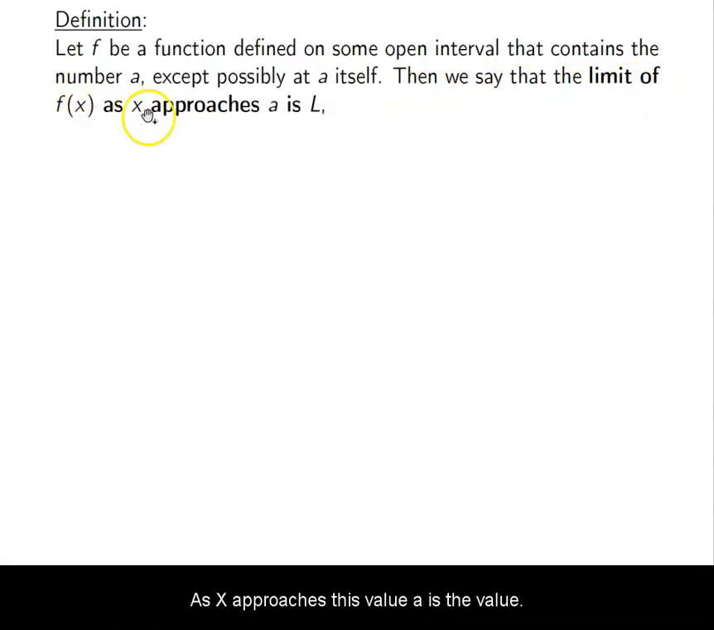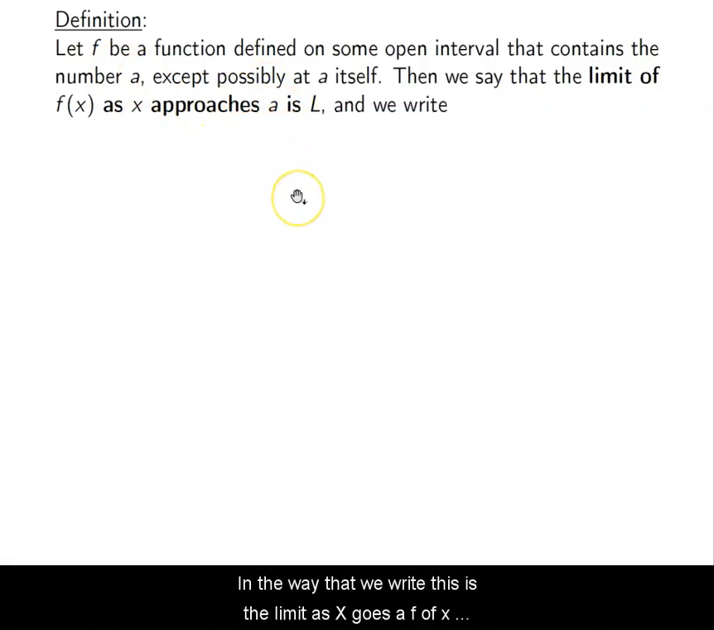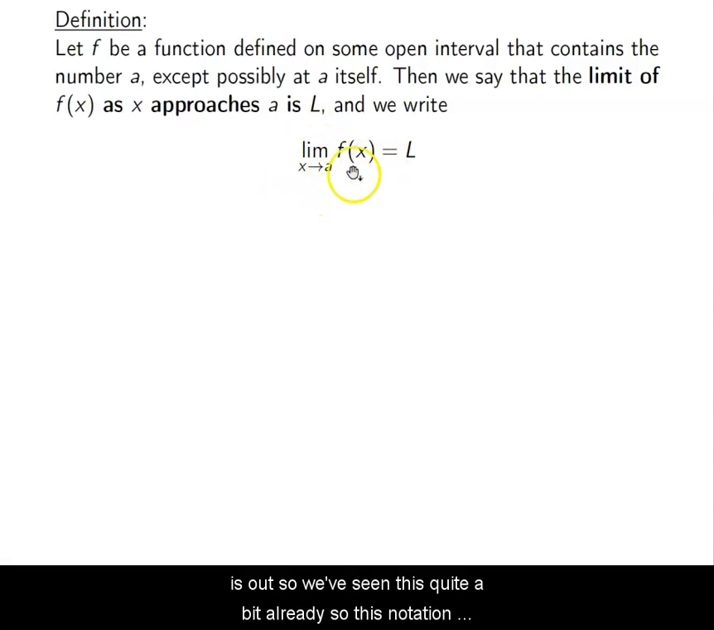So what we say then, as we've said before, is that the limit of our function, f of x, as x approaches this value a, is the value L. And the way that we write this is the limit as x goes to a, f of x is L. So we've seen this quite a bit already. So this notation and this verbiage isn't new, but the way that we describe this rigorously will be.